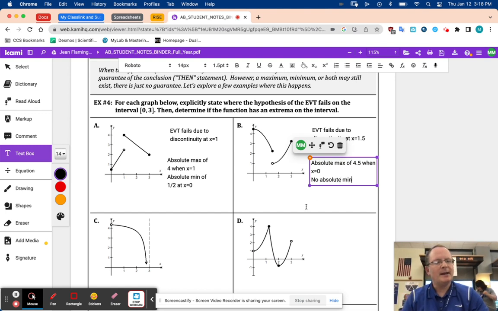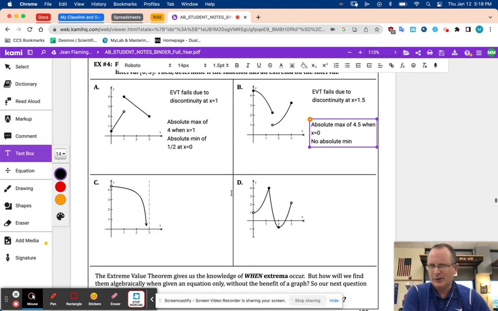Now you're like, well, how could that be? Well, look at the bottom here. There's an open circle, so there's no absolute min. There's no stopping point, and that wouldn't happen if it was continuous. If it's continuous, you're always going to have values throughout, and so you couldn't have this open circle situation.